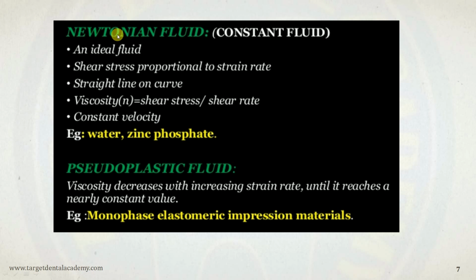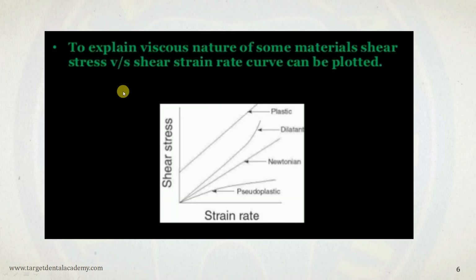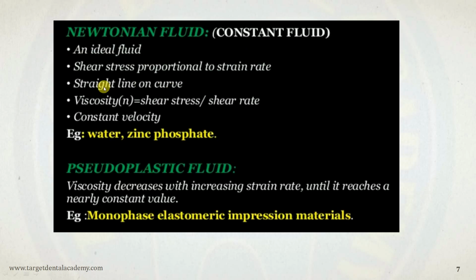Coming on to the Newtonian fluid, that is also known as the constant fluid. It is an ideal fluid. In this, the shear stress is proportional to the strain rate, a straight line on the curve. Can you see this? A straight line, Newtonian, a straight line on a stress and strain graph. Viscosity is equal to shear stress by shear rate, and it has a constant value. Examples of Newtonian, that is the constant fluid, are water and zinc phosphate.